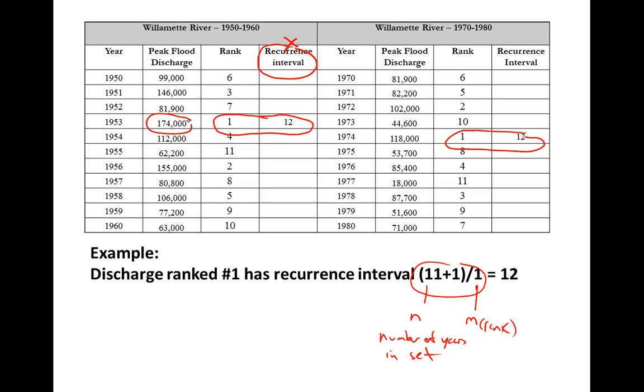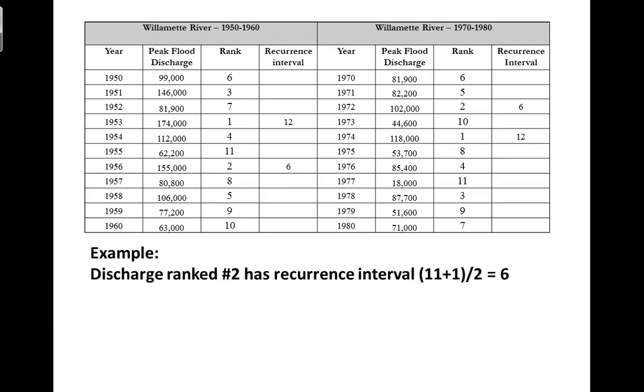Discharge is going to be the y-axis. And as a result, we're actually going to get two different graphs. As you can see, there's a different discharge associated with each recurrence interval because the discharges in the data sets are different. The flood rank number 2 is going to have a recurrence interval of 6 years.